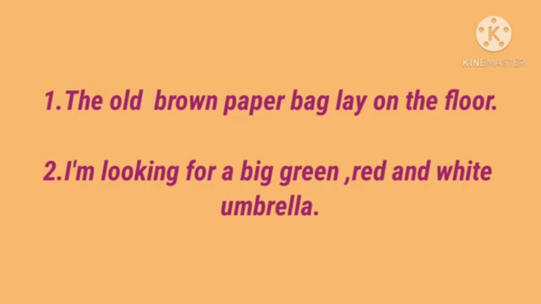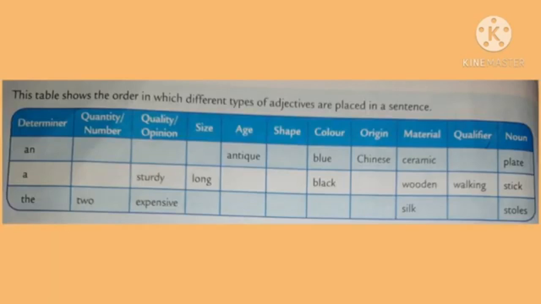Let's see that order. This table shows the order in which different types of adjectives are placed in a sentence. In that order, which one comes first? Determiner. That is an, a, the. Okay, an, a, the are the determiners.